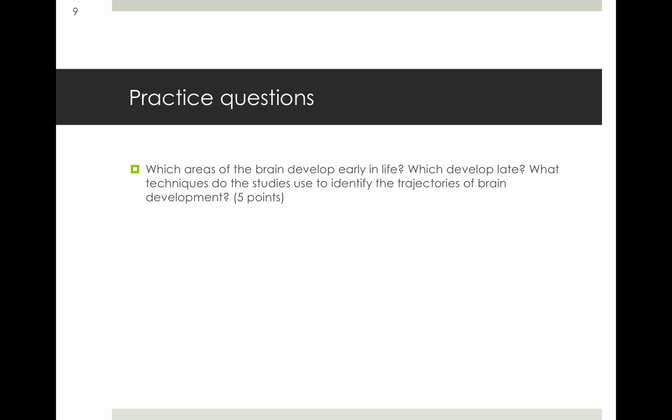Okay, here's another example of a short answer question. Which areas of the brain develop early in life? Which develop late? What techniques do the studies use to identify the trajectories of brain development? For this, it's pretty much stuff I just went over. Prefrontal cortex develops late, right? Sensory motor areas develop early, and then we use longitudinal studies and smooth curves that help you identify the trajectories of brain development.